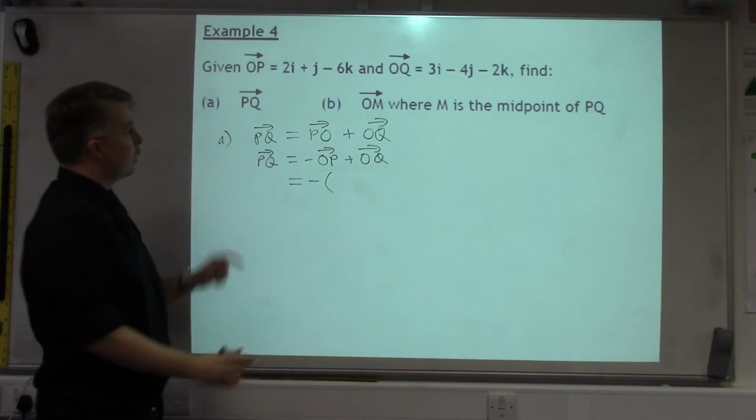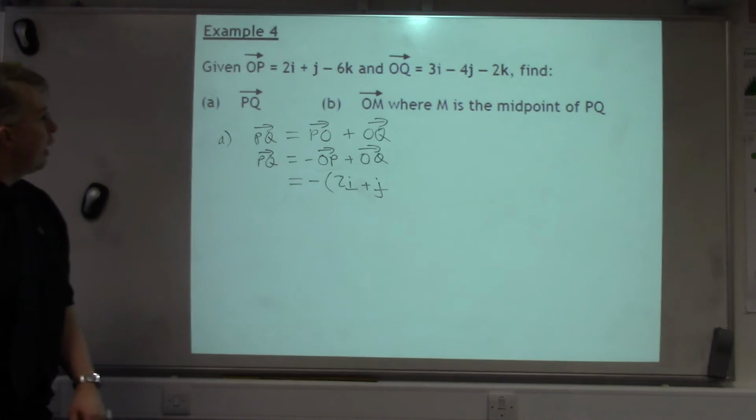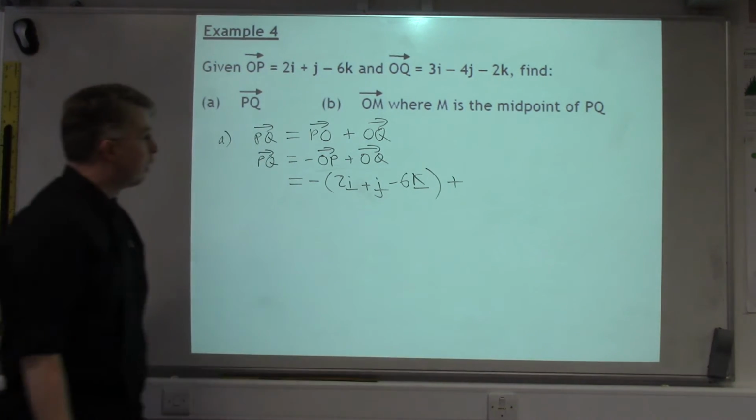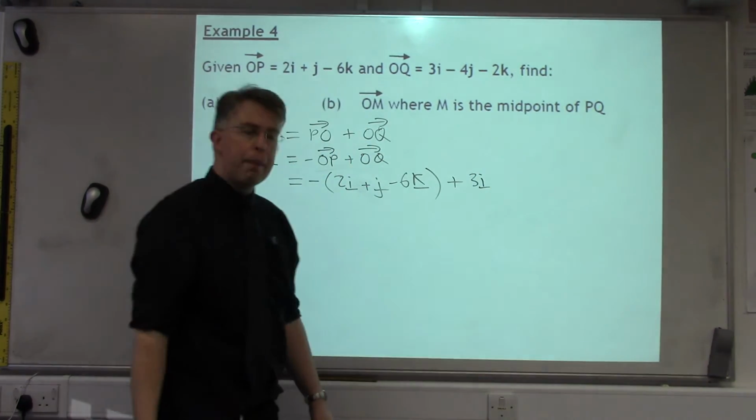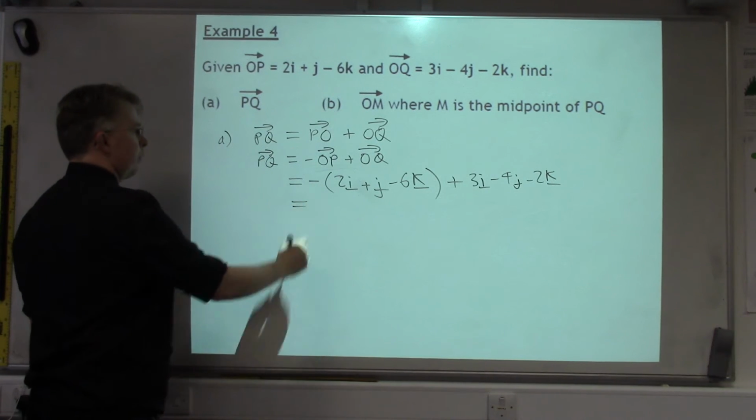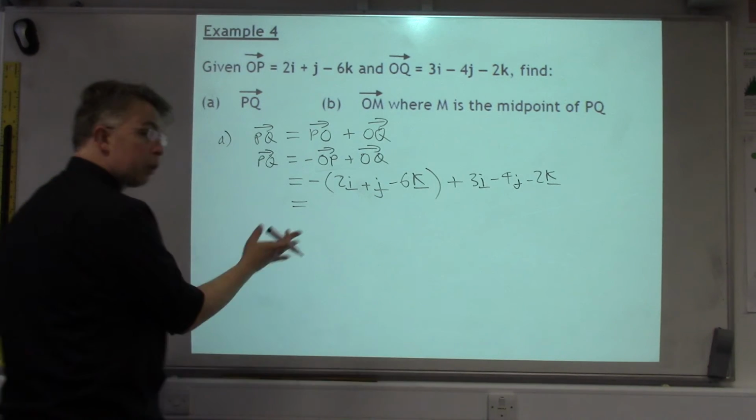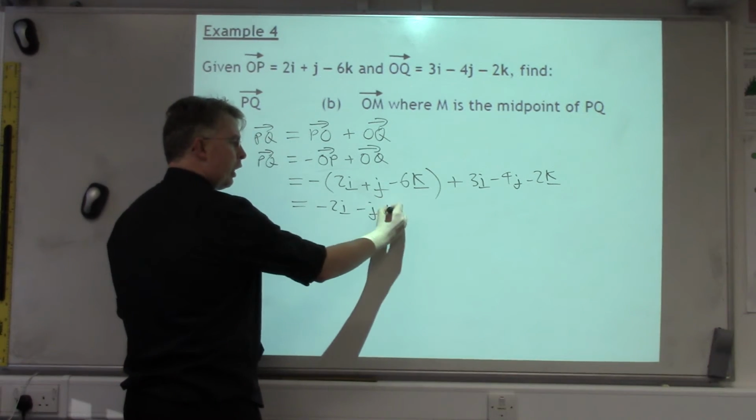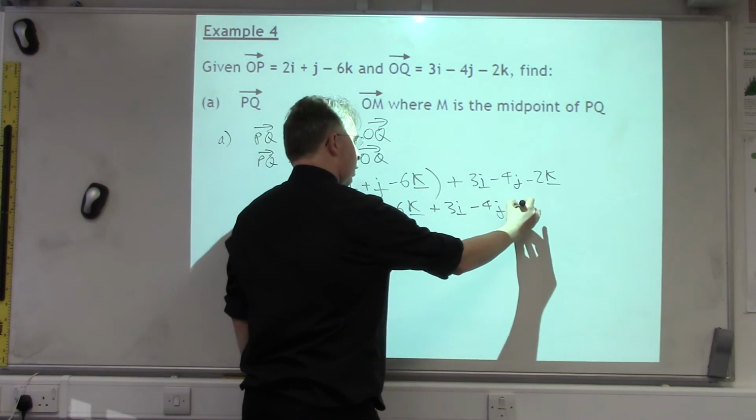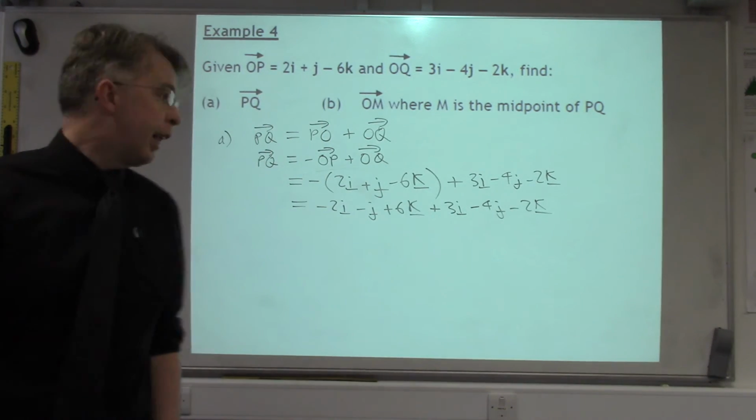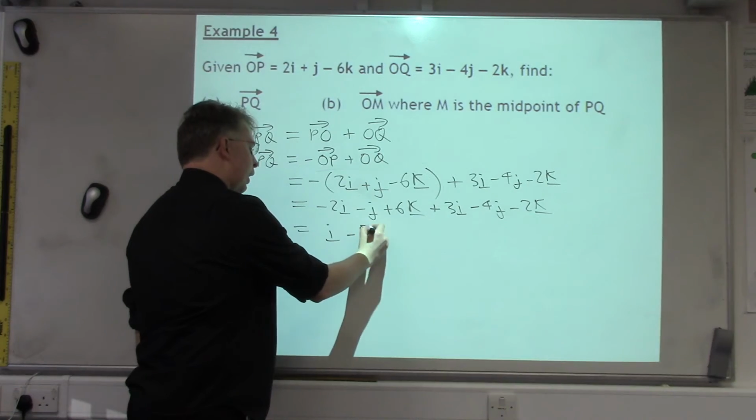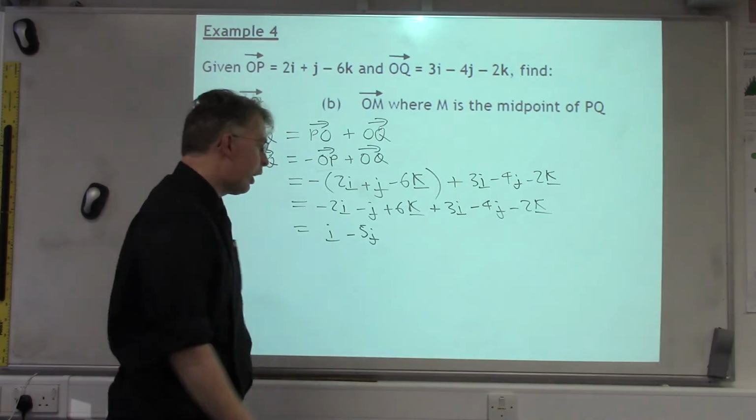So minus, putting the vector in, 2i plus j minus 6k plus O to Q, 3i minus 4j minus 2k. Then multiply the brackets, minus 2i minus j plus 6k and then once it's nicely multiplied out we can collect the like terms. So 3i take away 2i is i, minus j minus 4j is minus 5j, and 6k minus 2k is plus 4k.